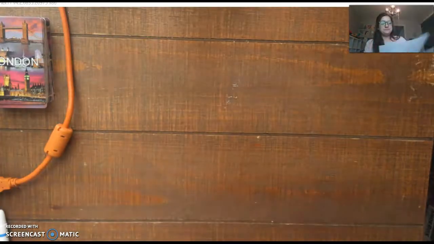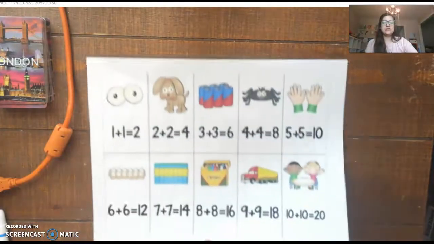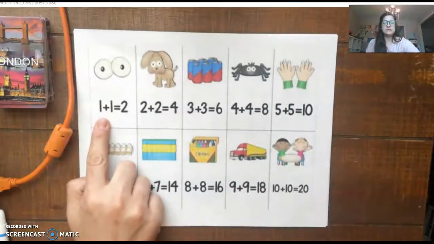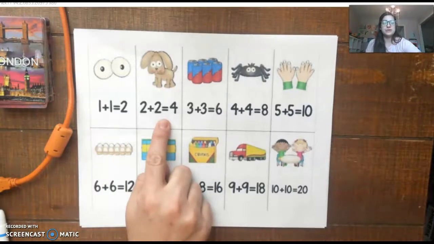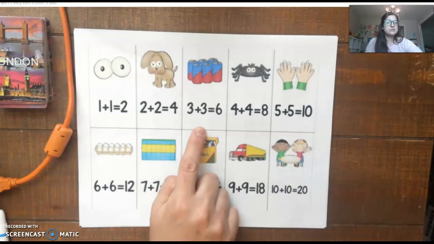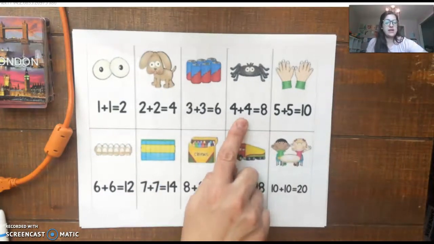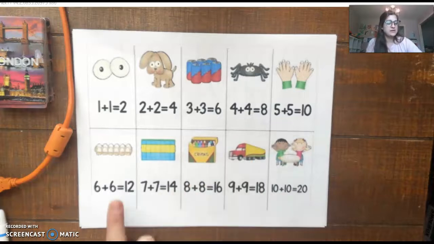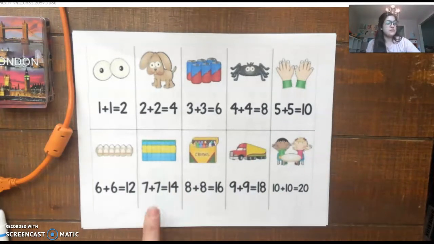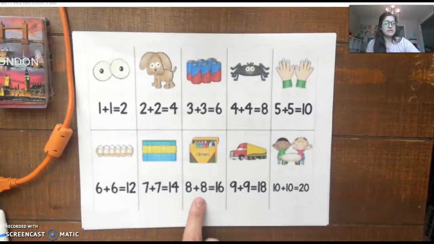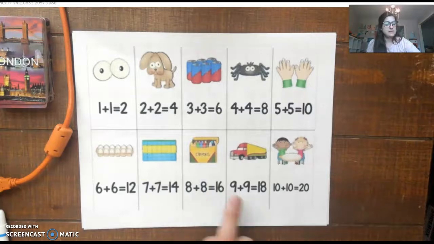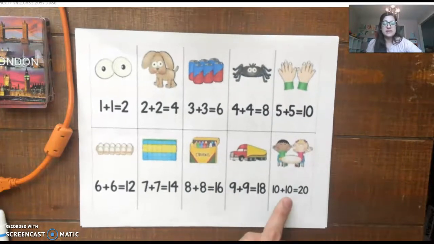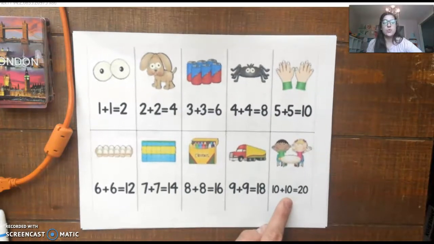Another strategy is our doubles strategy. 1 plus 1 equals 2, 2 plus 2 equals 4, 3 plus 3 equals 6, 4 plus 4 equals 8, 5 plus 5 equals 10, 6 plus 6 equals 12, 7 plus 7 equals 14, 8 plus 8 equals 16, 9 plus 9 equals 18, and 10 and 10 equals 20.